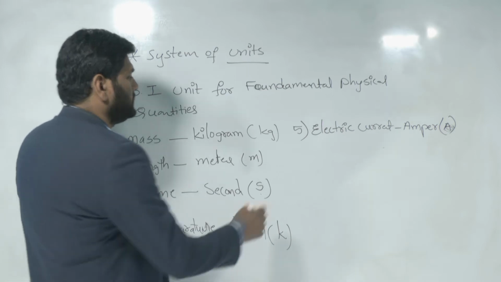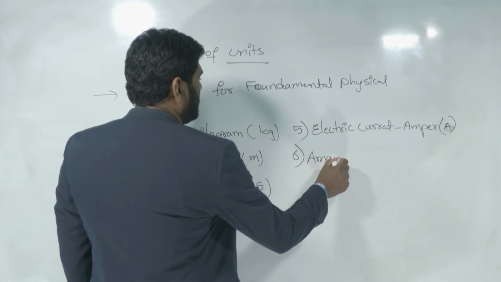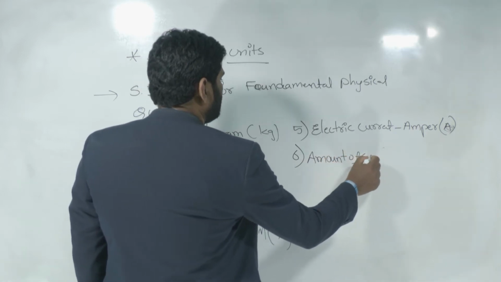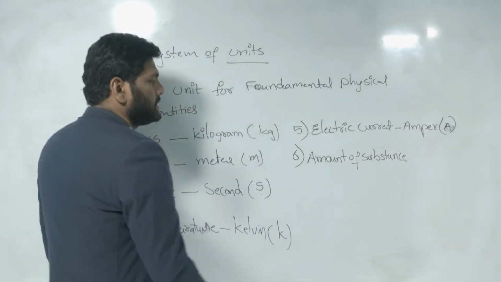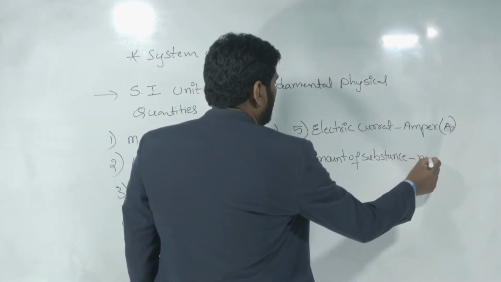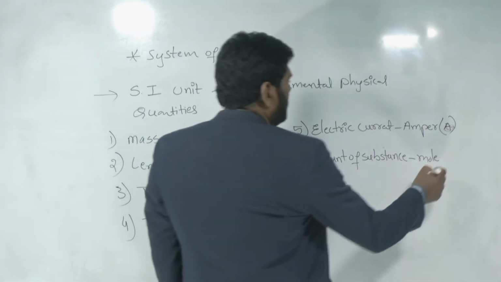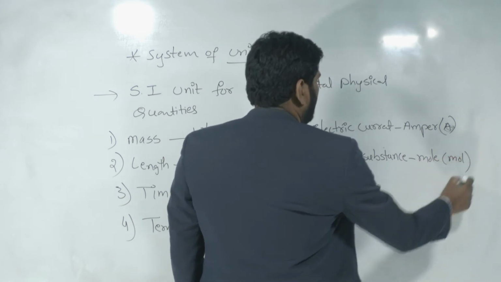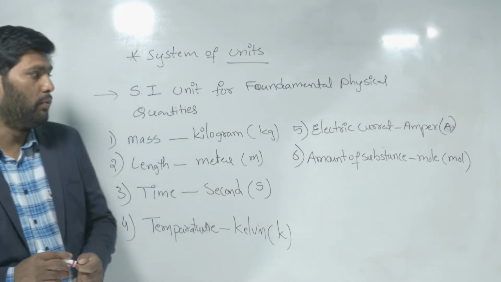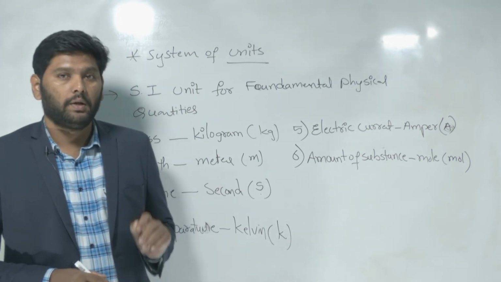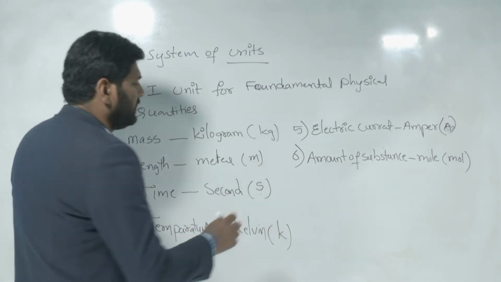Next, the sixth one is amount of substance. The amount of substance unit is mole, simply represented with mol. Not amol, it is mole. Mole is the unit for amount of substance.